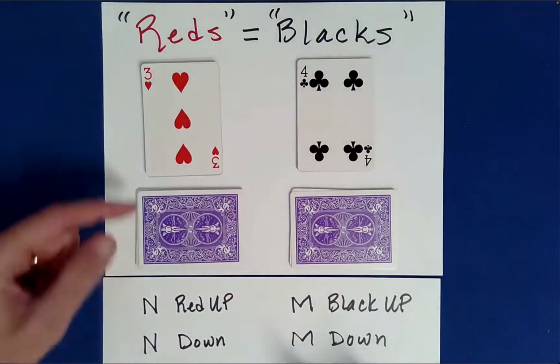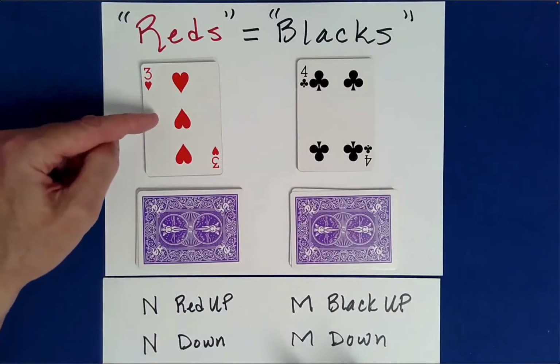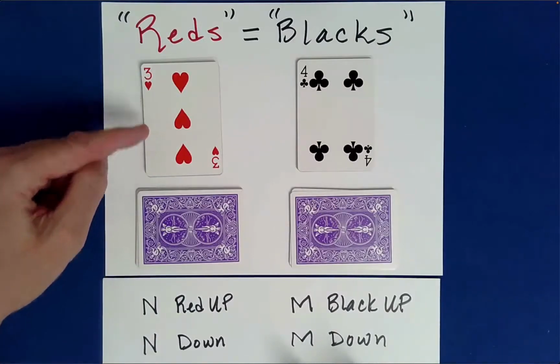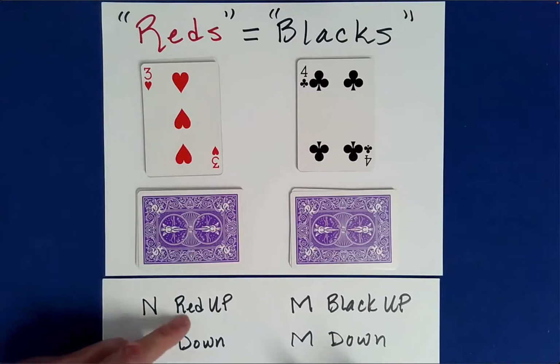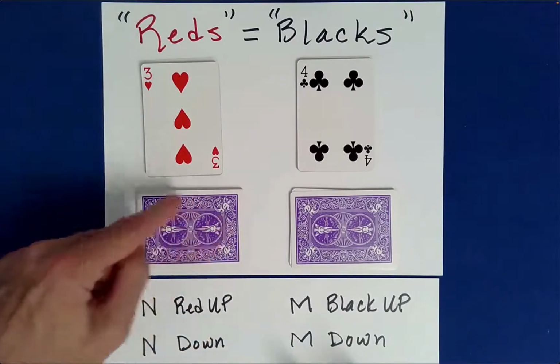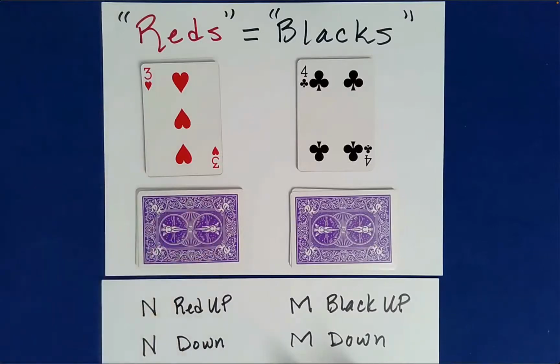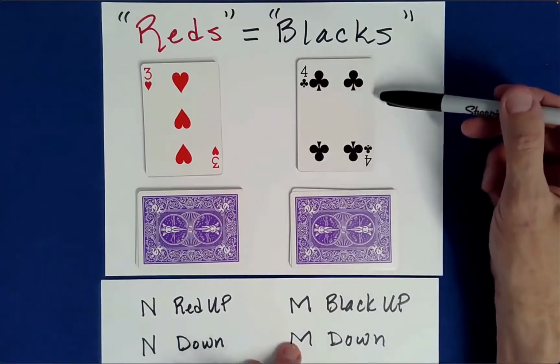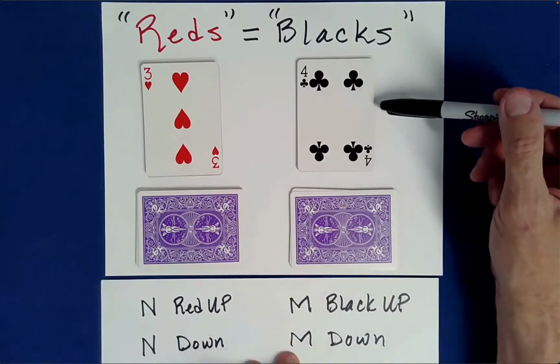So why don't we say there's n cards in this pile? So we have n red up-facing cards. Well, that means we also have n cards there. We'll just call it n down-facing cards. Now over here, we have a different number of cards. We'll call it m.